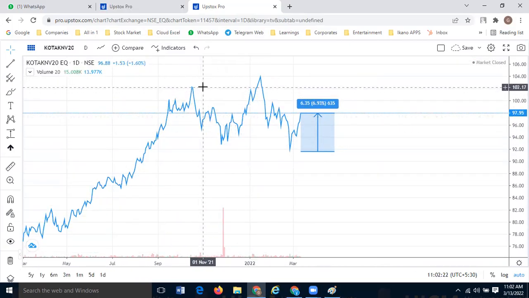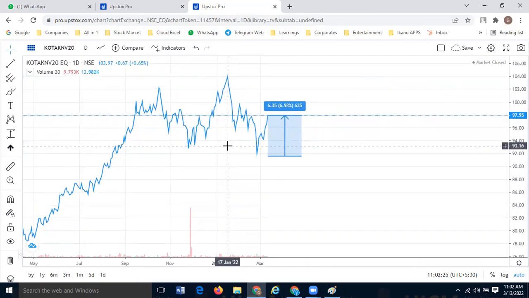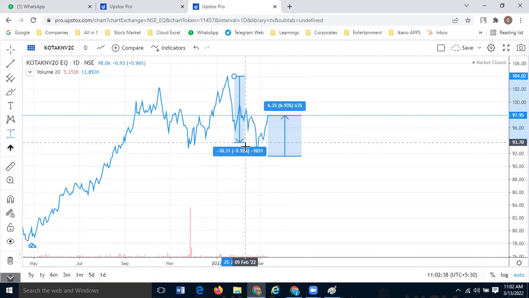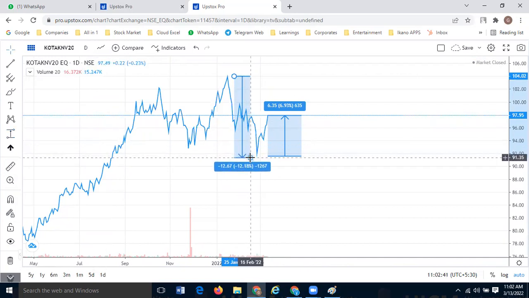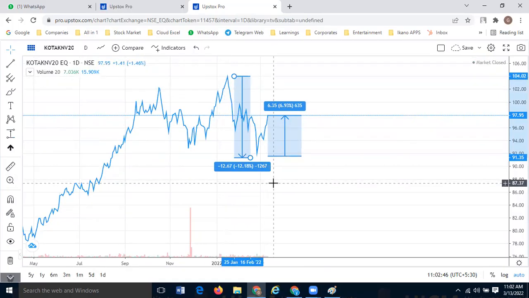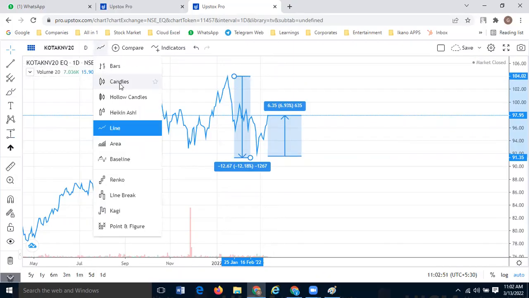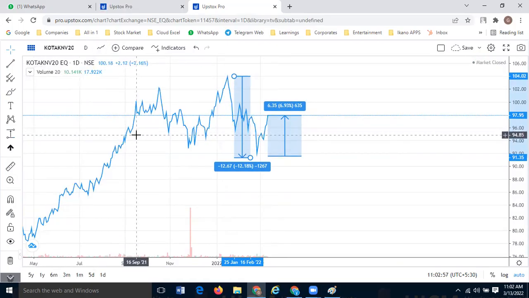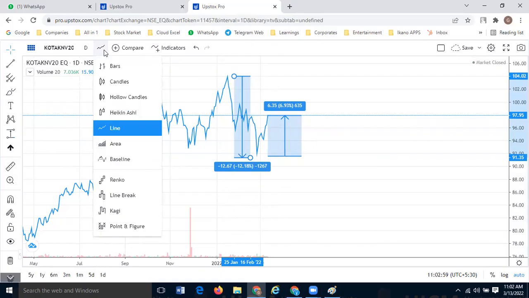So if it is coming down from here, in one instance you can tell that it was the peak of this index, Kotak NV. It was 104, and then it has fallen. In terms of percentage, it has fallen 12 percent, and then it has taken a support. So this was a complete cycle. You can choose any chart as per your convenience, but I'll tell you, practice on the candlestick chart and the line chart if you are comfortable. These two charts you can use for your study.